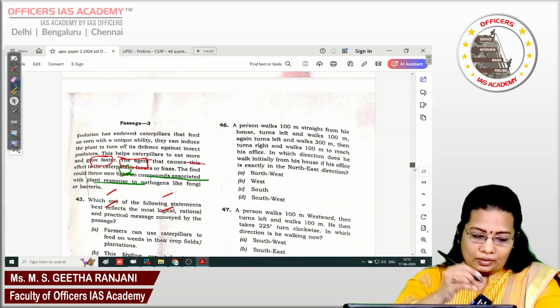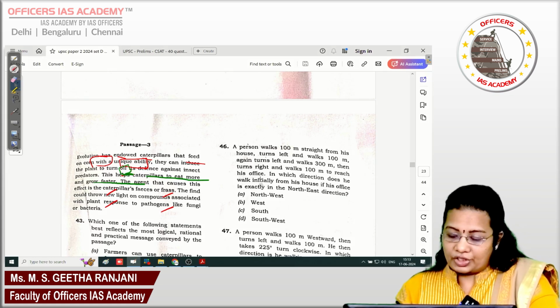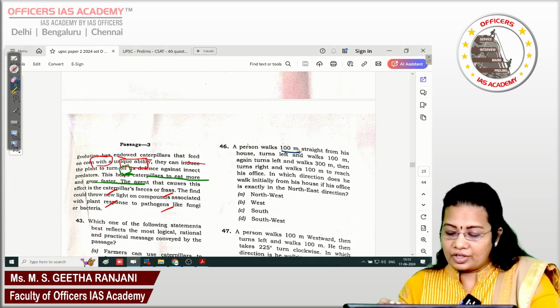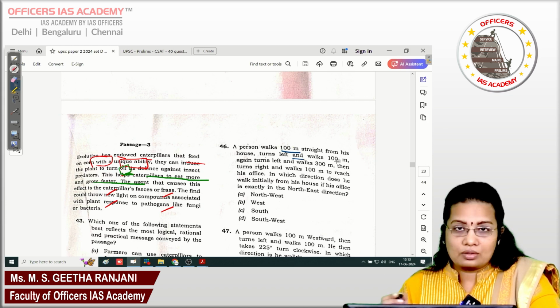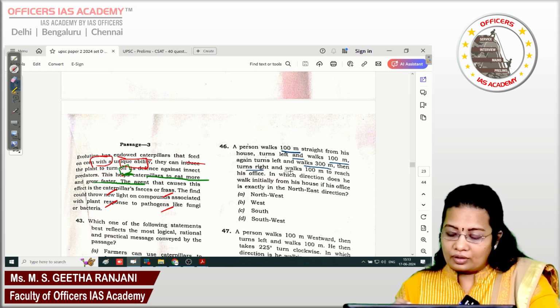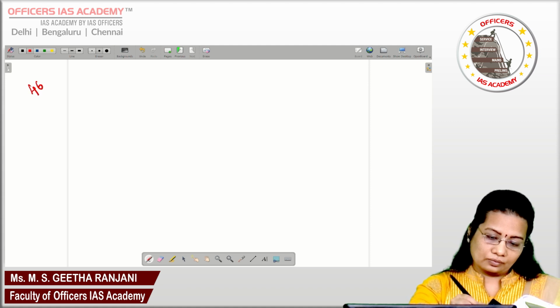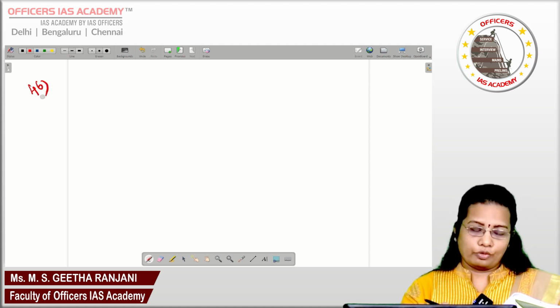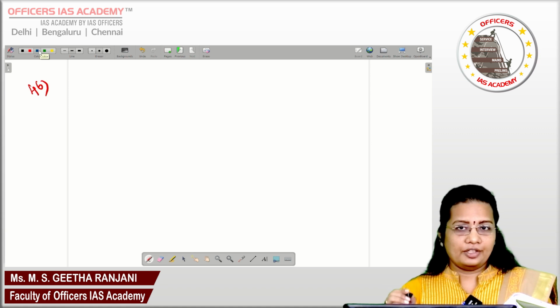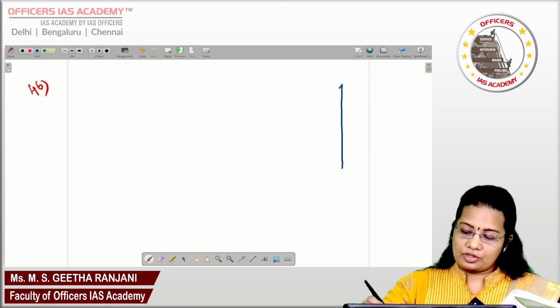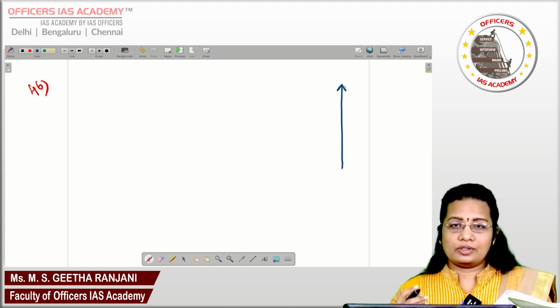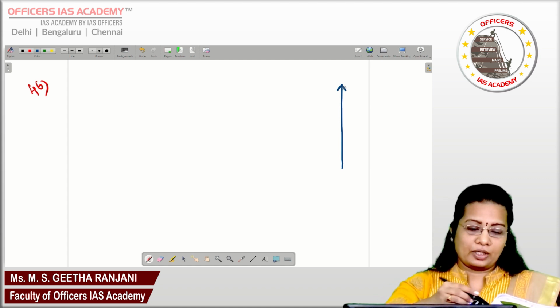Okay, the next one is a distance and direction based question. A person walks 100 meters straight from his house, turns left and walks 100 meters, again turns left and walks 300 meters, then turns right and walks 100 meters to reach his office. In which direction does he walk initially from his house if his office is exactly in the northeast direction? Question number 46. Usually, while dealing with distance and direction problems, we start in the north direction so that taking the left and right positions becomes easier.